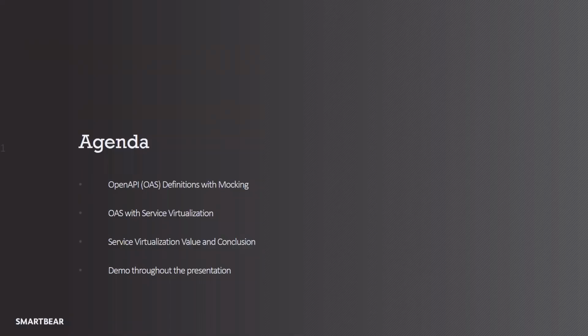So we're going to talk about OpenAPI definitions. We're going to talk about mocking, how you can take OpenAPI definitions and you can create mocks out of them for different purposes. We will take a look at service virtualization and how it can be beneficial to you when you're designing and developing APIs. We will look at the value that service virtualization brings to you and your team. And throughout the presentation, we're going to be doing a demo. We'll stop a couple of times, and then Mike is going to show you the tools that we will be using. That includes the Swagger Hub tool that we have, and also ServiceV Pro.